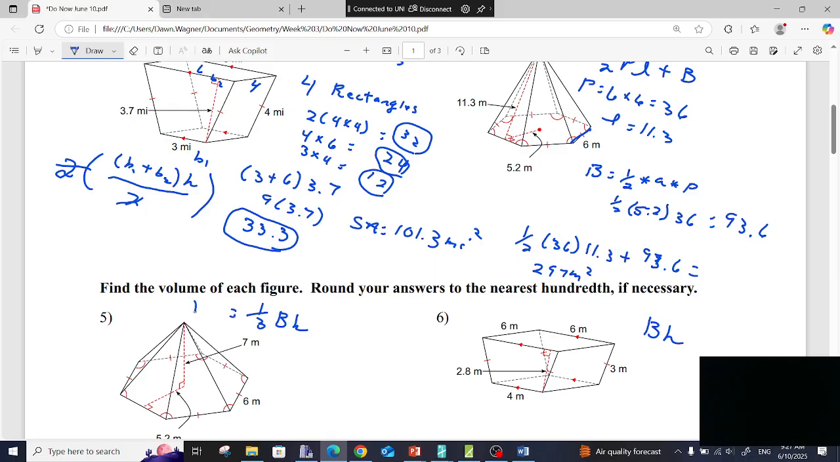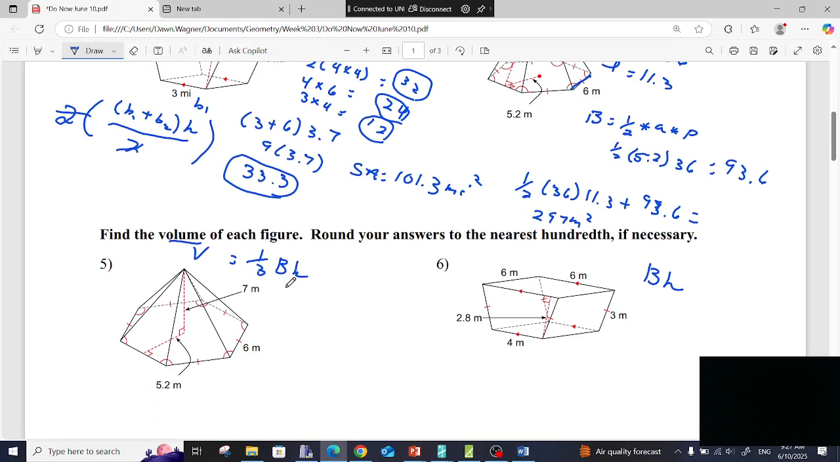So volume has different formulas. Make sure you're using the correct formulas. So this is a pyramid. If you remember the little water activity that I showed, it was a whole 3-minute video. A pyramid has 1/3 the volume of a prism with that same base. So here we have the formula. All prisms is area of the base times the height, but since it's a pyramid, we have to divide it by 3 or multiply it by 1/3.